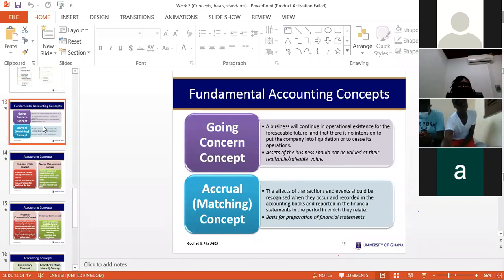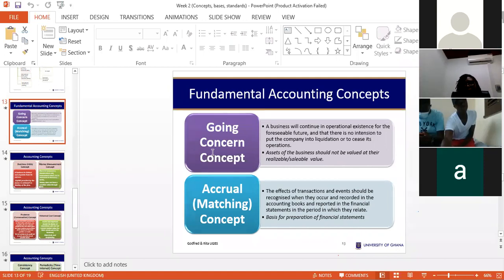So in accounting, we also have assumptions. We assume certain things in order to prepare and present the financial statements. The first one is going concern. The going concern concept. What does this mean? It means that we are assuming that every business will not end now. It will continue forever.